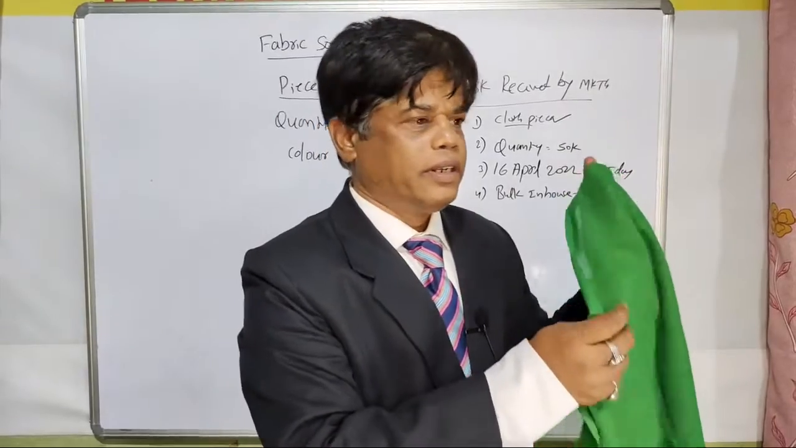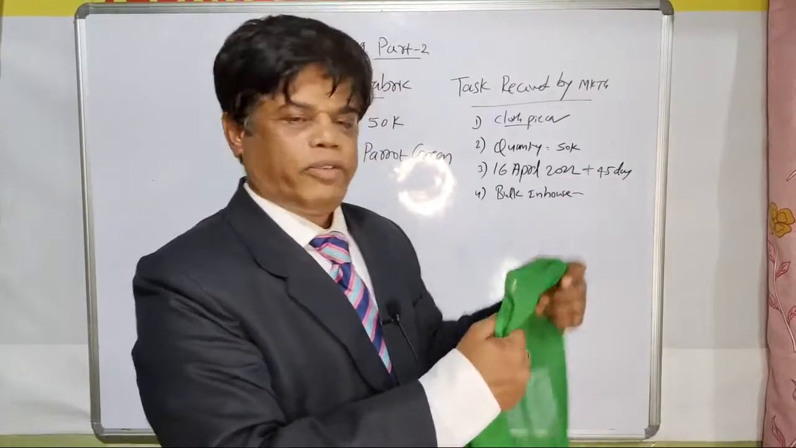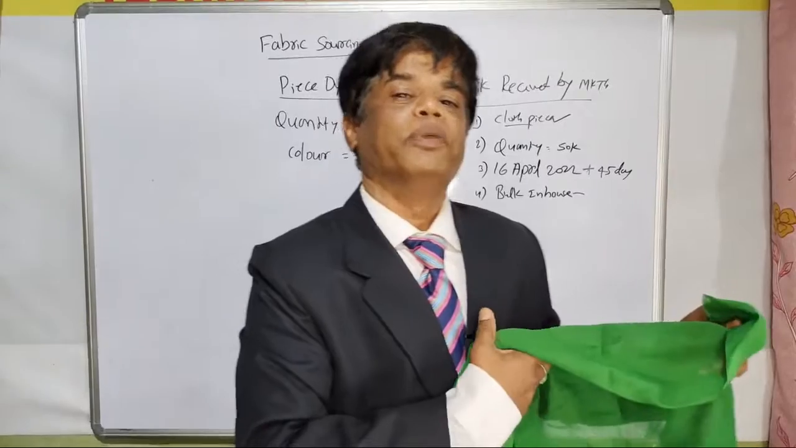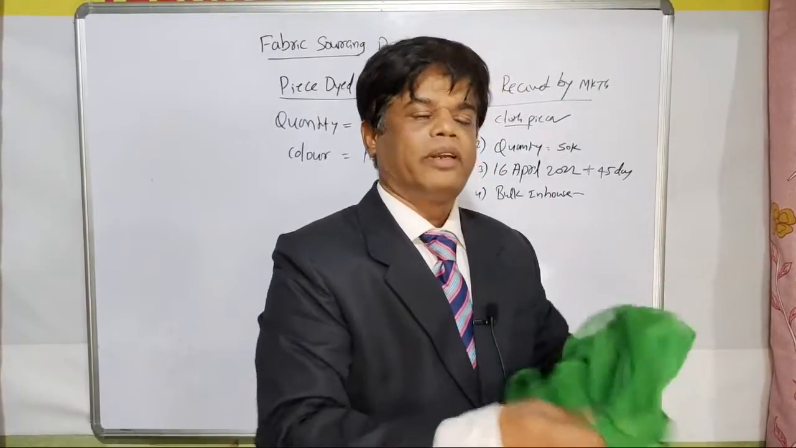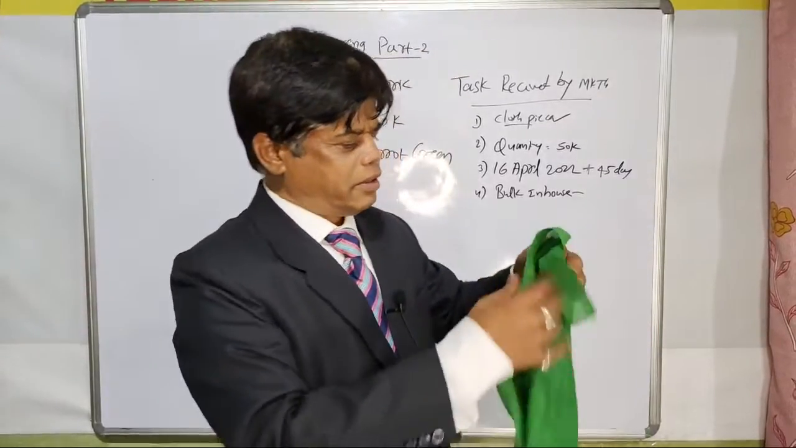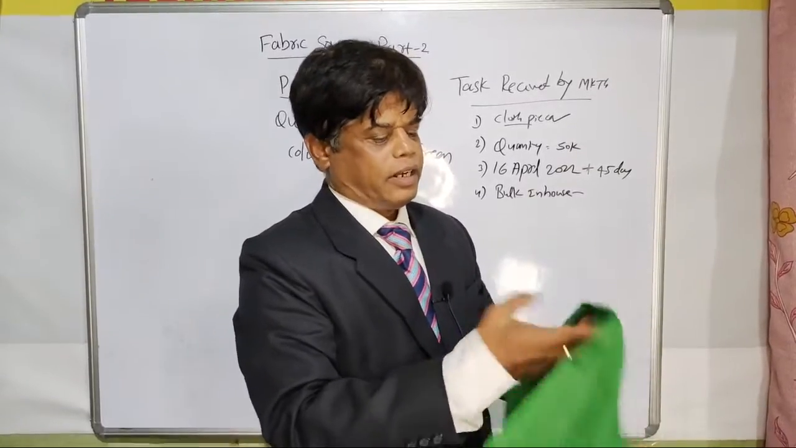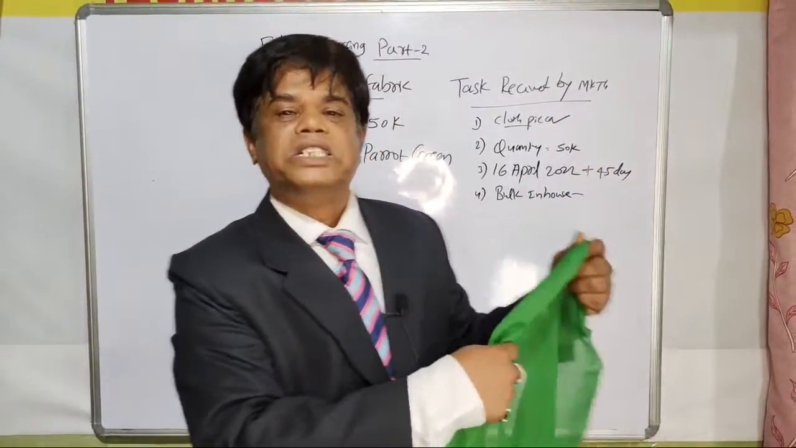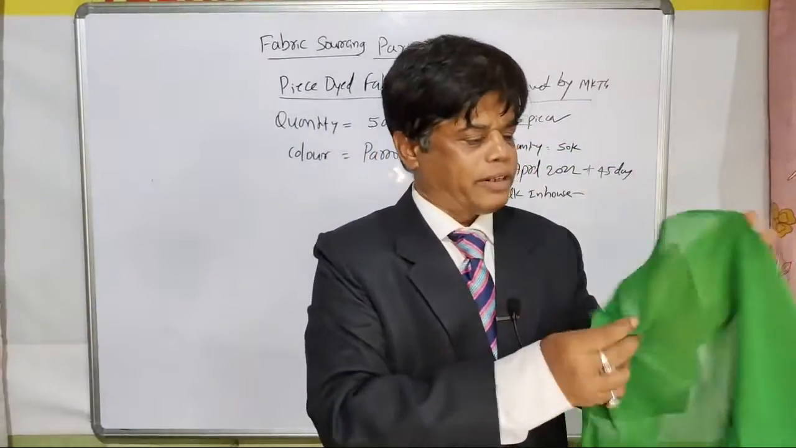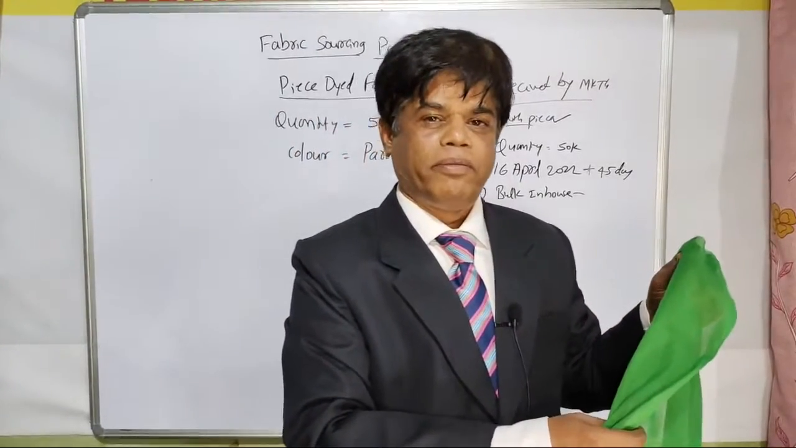What type of weave is there? This is a plain weave, a simple weave. Okay, what is the grams per square meter? What is the GSM of this fabric? How much will the weight, the grammage, be? I think it is 90 GSM, 90 grams per square meter. So, 90 GSM plain weave.